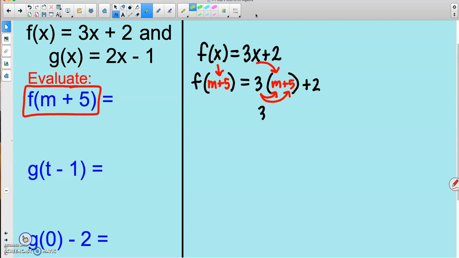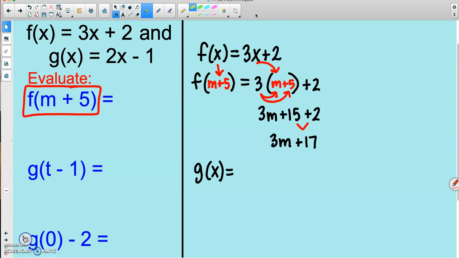So we will get 3 times m, or 3m, plus 3 times 5 is 15. I still have a plus 2 over here. So now I can put together the like terms, and the final answer is 3m plus 17. So that doesn't really look the greatest. It's kind of a complicated process because of what you're substituting in.